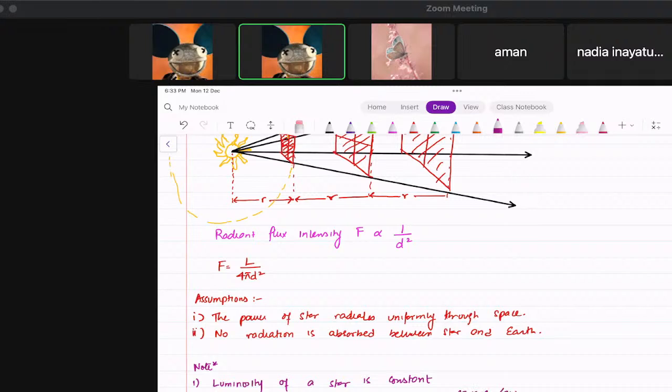And the third thing, and that's the most important one, is that the greater the radiant flux intensity measured on Earth, the closer the star is to the Earth. And you will know this is one of the most important things in finding the distances of a particular star from Earth. Understood?